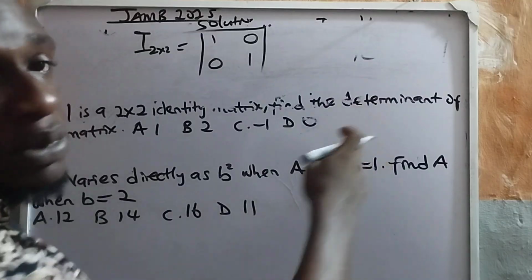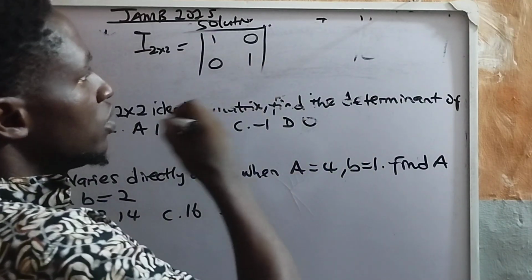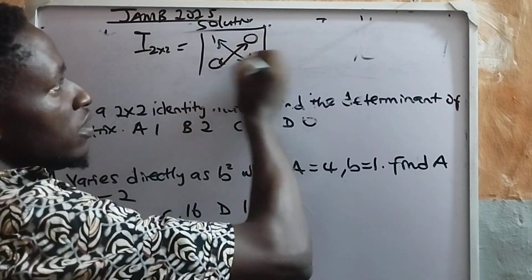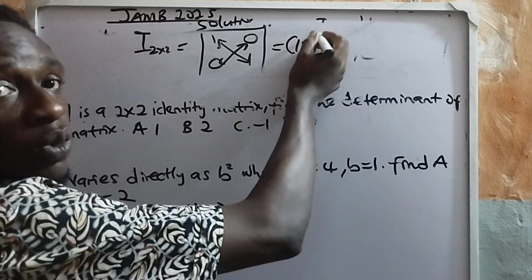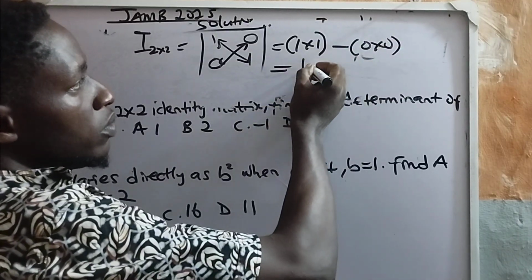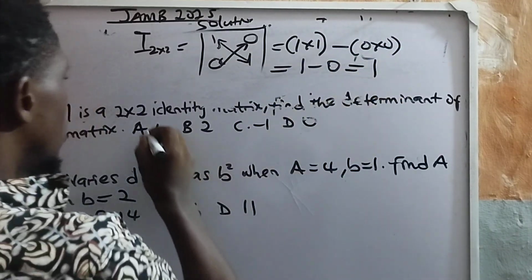So we are told to find the determinant of the 2 by 2. How do you do that? The determinant is this times this minus this times this. So we have 1 times 1 minus 0 times 0, which is 1 minus 0, which is 1. So the answer is 1.